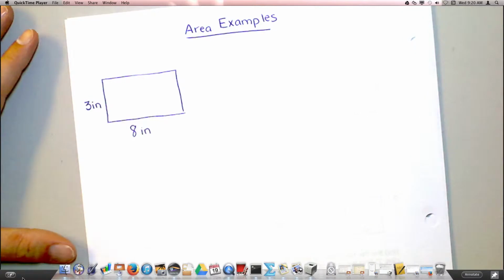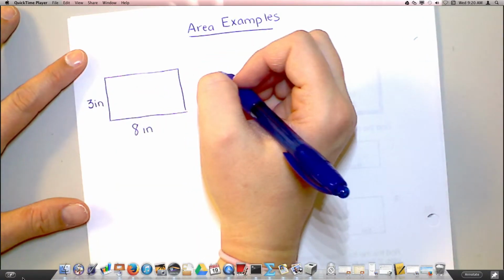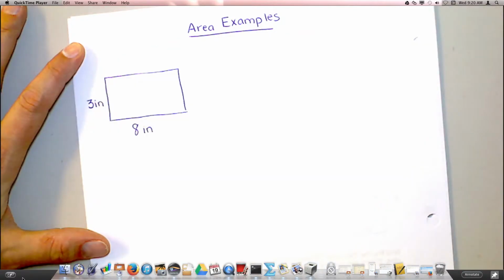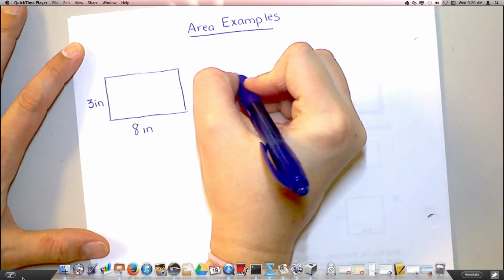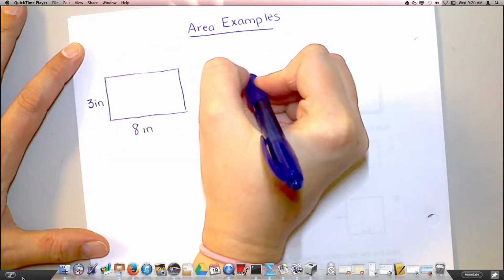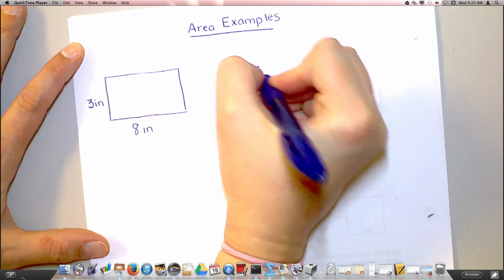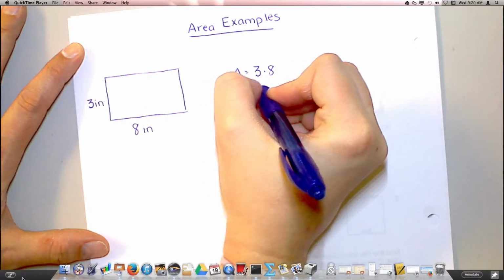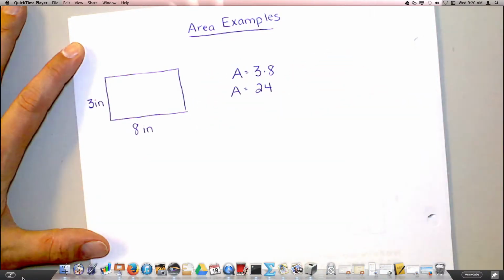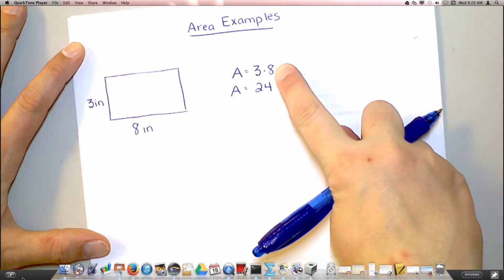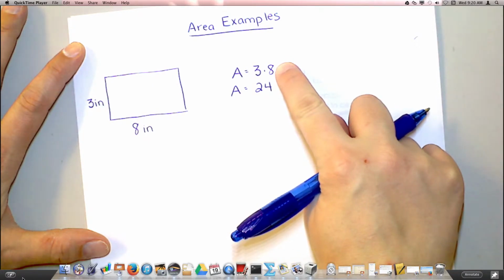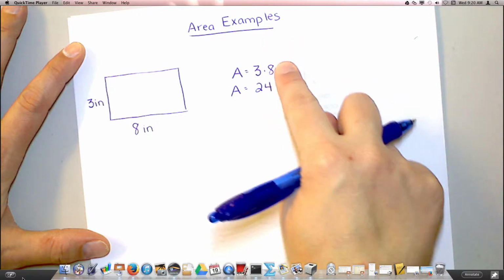I want you to write out, and you can fight me on this all you want, this is non-negotiable, because when we get to harder ones, it's going to be important that you're in this habit. I want you to write out area equals 3 times 8, and then area equals 24, because 3 times 8 is 24. You must write this out to be getting credit. I know you can do 3 times 8 in your head, or at least type it in a calculator, but I want to see what you're doing.